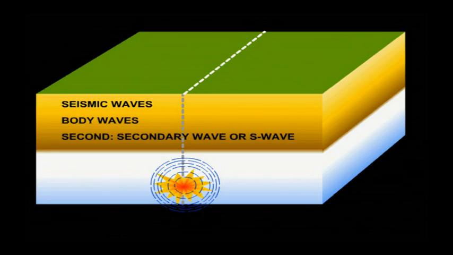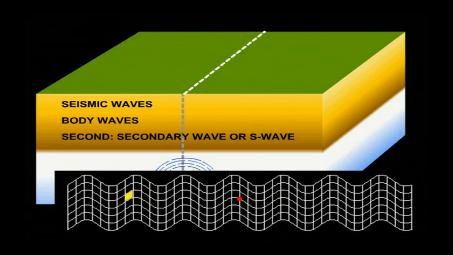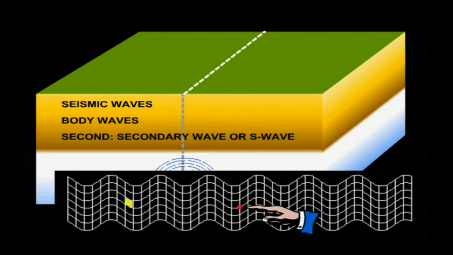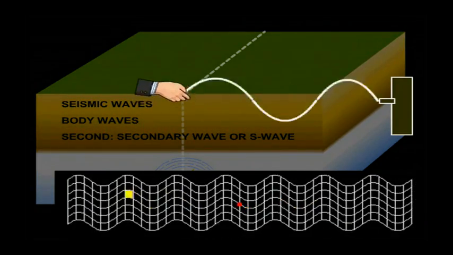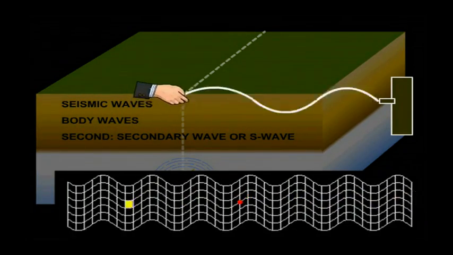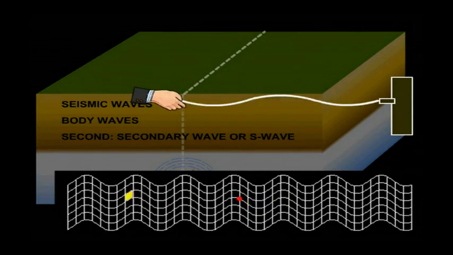S wave is a transverse wave. When it traverses through a medium, the particles vibrate perpendicularly to the direction of its propagation. The effect of this wave is similar to waves created when a flexible string is whipped up and down.